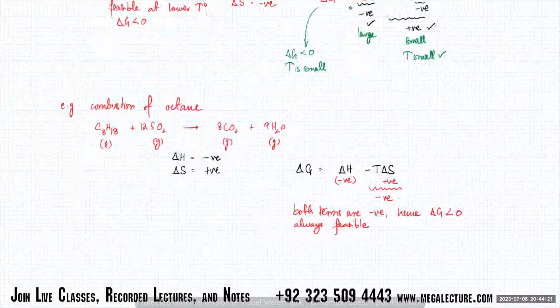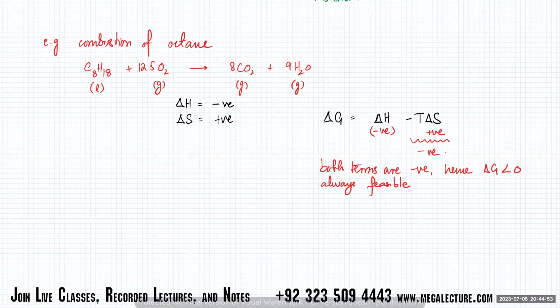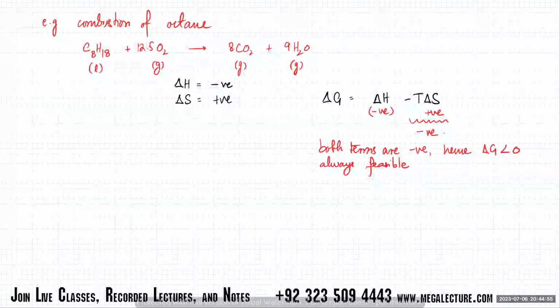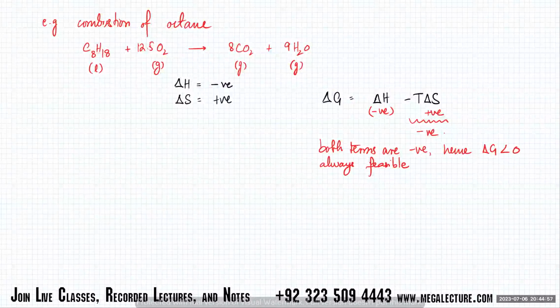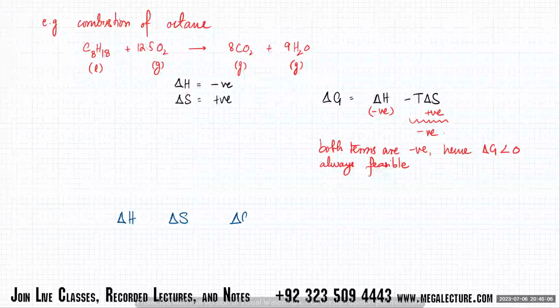So I can now make a table. So I'll have my signs of delta H. I'll have a sign of delta S, and I'll predict what the sign of delta G is going to be.